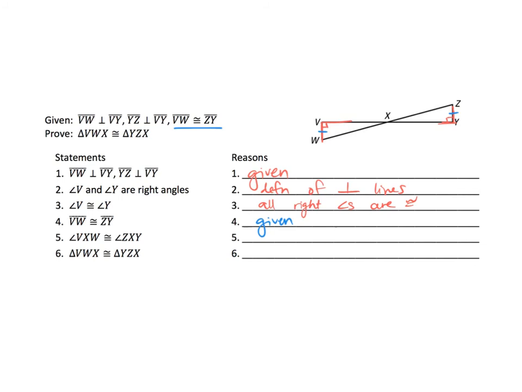Okay? And then we are looking at angle VXW, which is right here, and angle ZXY, which is right here. And the reason for that is that vertical angles are congruent. And so now we know an angle, side, and an angle, side in each triangle. So that is our reason for saying that our two triangles are congruent.